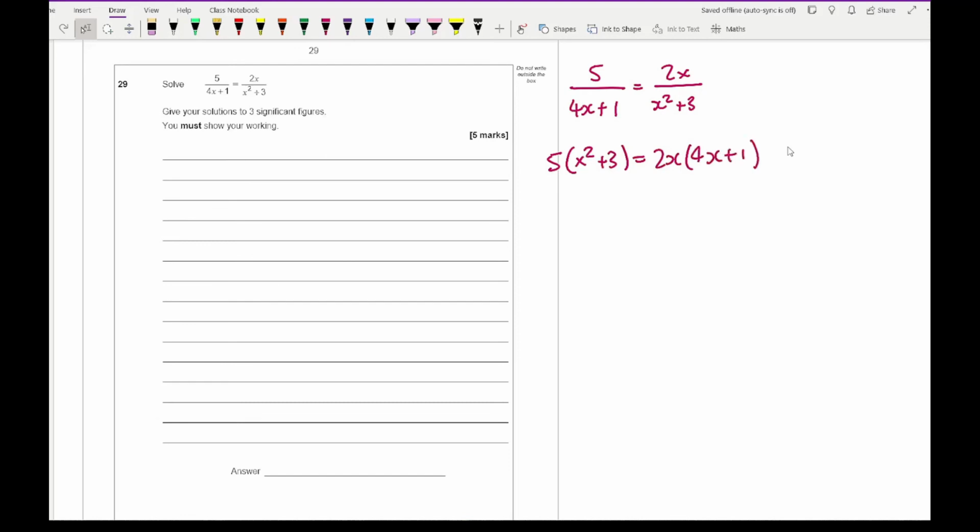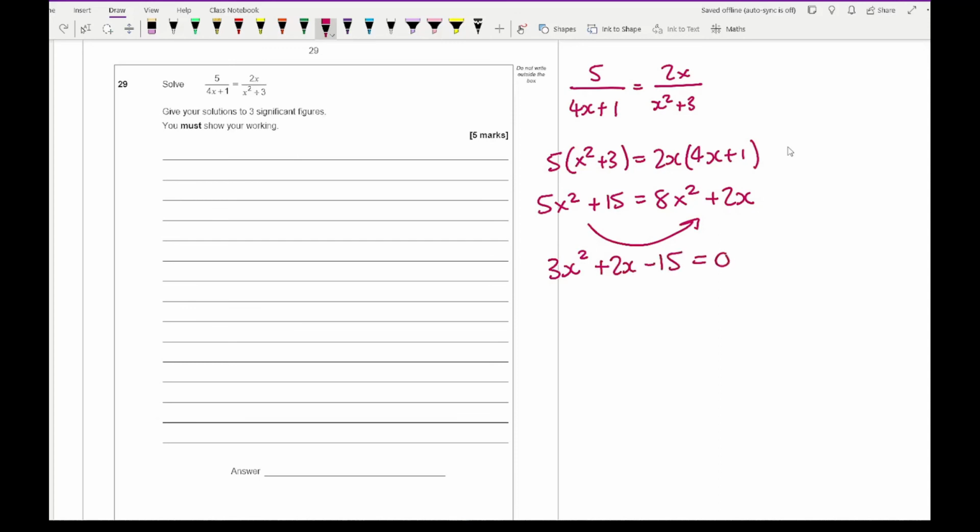Now, it doesn't really matter which one you've got in brackets because it all means the same. So expanding it out, I get 5x squared plus 15 equals 8x squared plus 2x. Then if I take all of this to the side, the left hand side to the right hand side, just so that I'm keeping x squared positive, I get 3x squared plus 2x minus 15 equals 0.